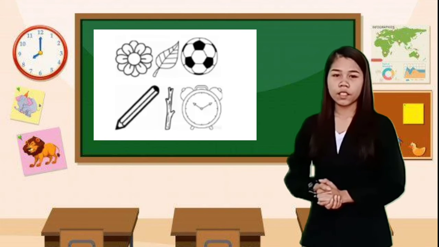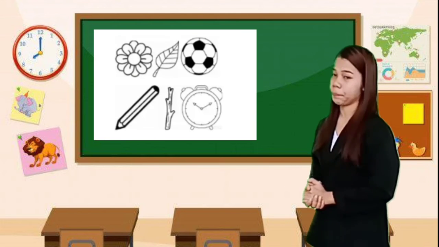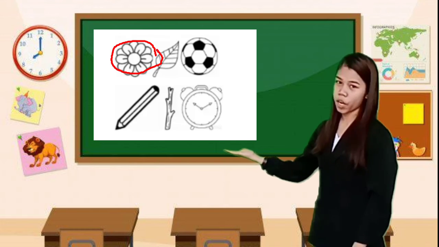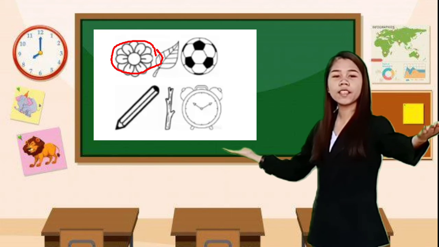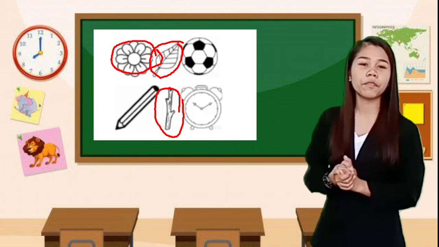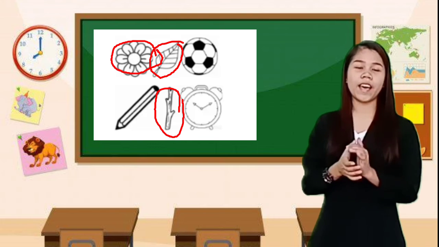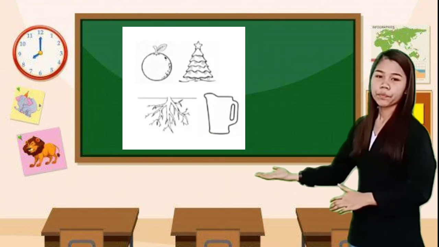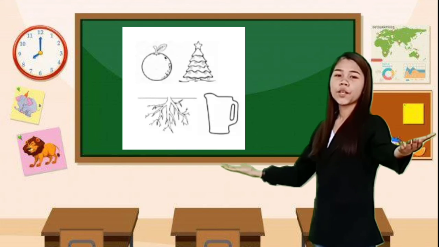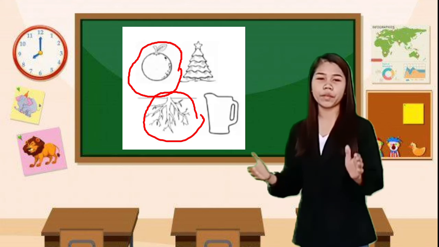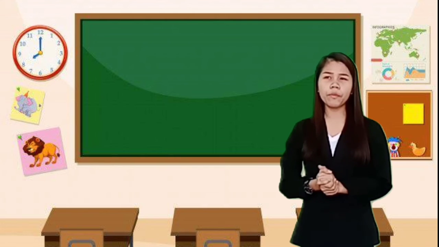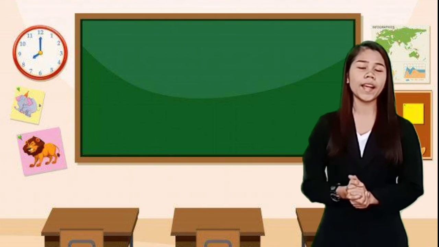Okay, let's check if your answer is correct. For number 1, we should encircle the flower. How about Judimar? Leaves and stem. Very good. Everybody correct? Yes. Okay, let's proceed to number 2. Okay, we should encircle, everyone, fruits and roots. Very good. Since everybody got the correct answer, now before we end our discussion, I will give you an assignment.